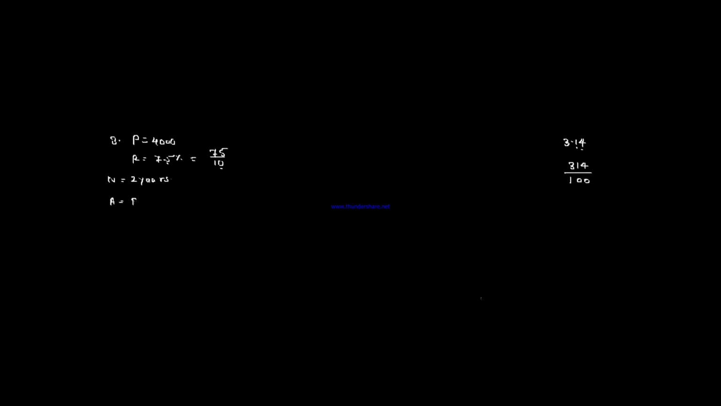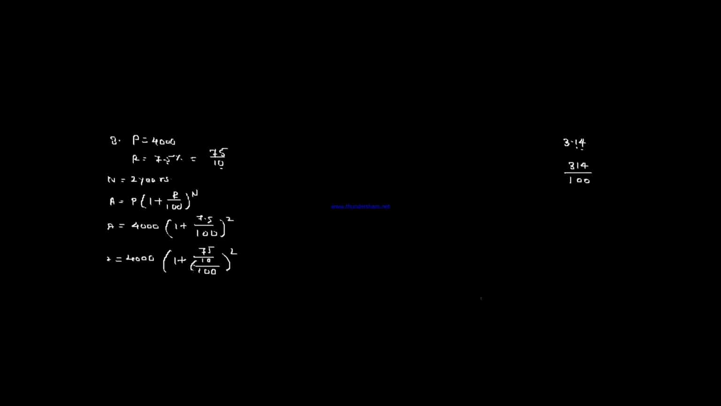Okay, let's go with the formula. A is equal to P into 1 plus R upon 100 raised to N. Then A is equal to, P is nothing but your 4,000, right? 1 plus, and here R, as I told you, you will write initially 7.5, that's okay, but in the next step you can replace the 7.5 by 75 upon 10. So here it will come as 75 upon 10 upon 100, the whole square.